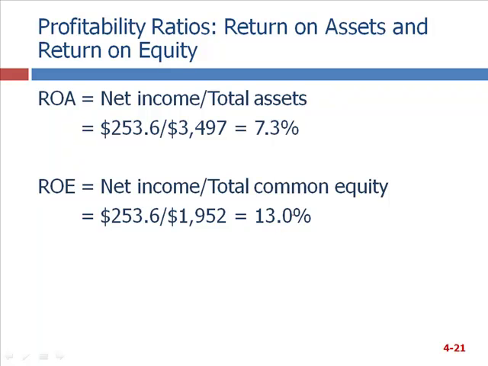Mathematically, this number should always be bigger in magnitude than the other. ROE should be bigger in magnitude than ROA. But that's just a multiplier effect. It doesn't mean that ROE is better than ROA.